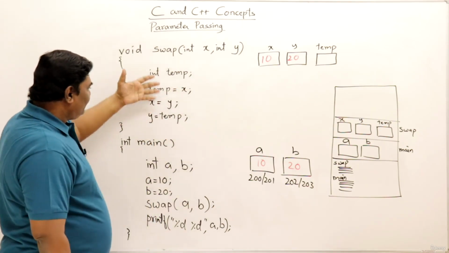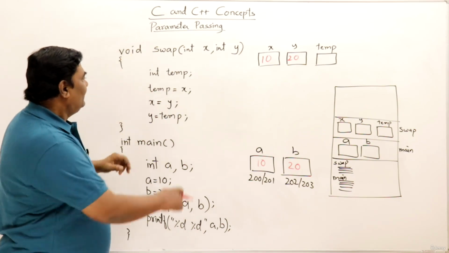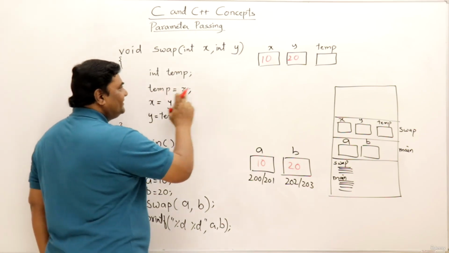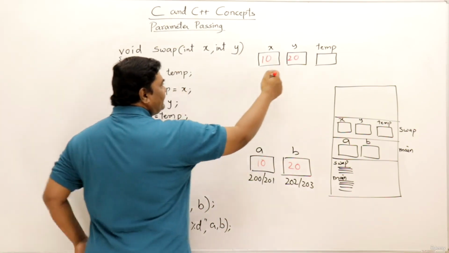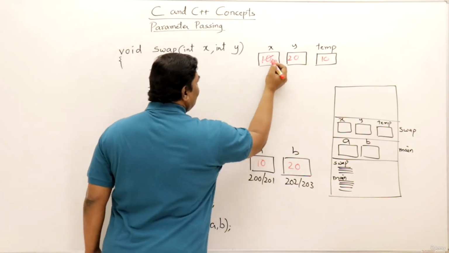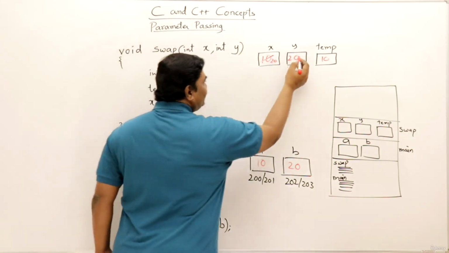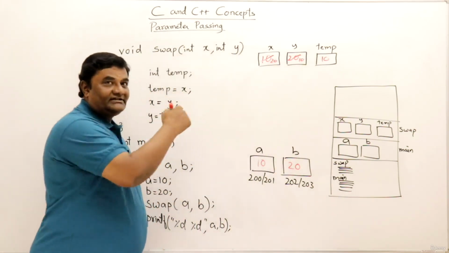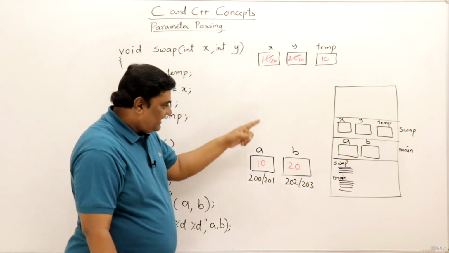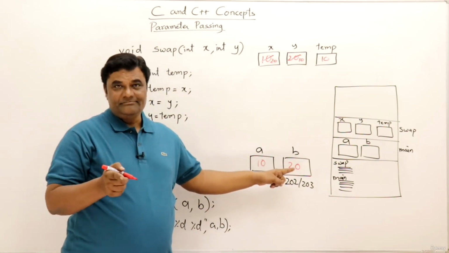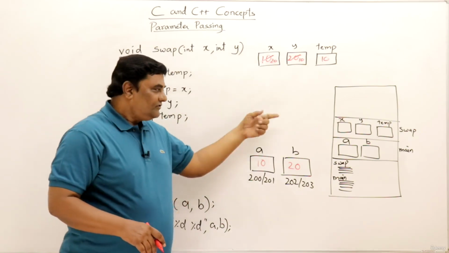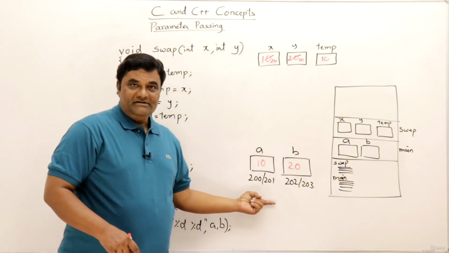Now as I am not returning anything, this function is void type. This is the logic for swapping the values. x and y are swapped with the help of temp. First line, temp assign x, so temp will become 10, then x assign y, so x will become 20, and then y assign temp, so y will become 10. You can see that the formal parameters are modified, but actual parameters remain the same. The swapping is done inside the variables of swap function only. They are not reflected inside actual parameters.